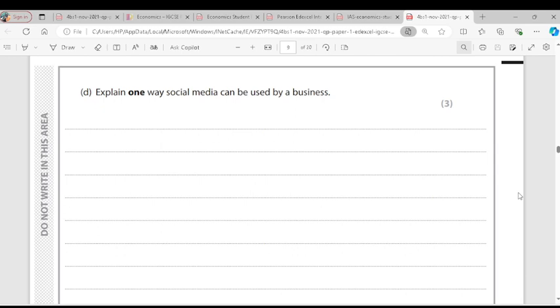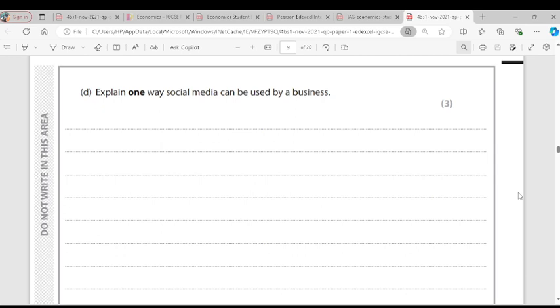Or if you want the teenagers, you can use TikTok or Instagram. If you want the middle-aged, you can use Facebook. So whatever you want to do as a business, whatever customers you want to target, you can use social media to target them, and you will get a good response from them. Is it clear, please?